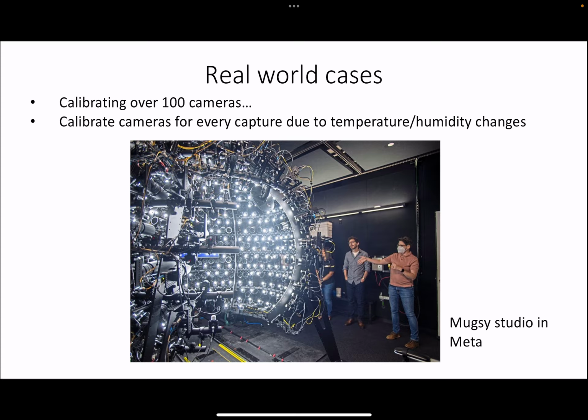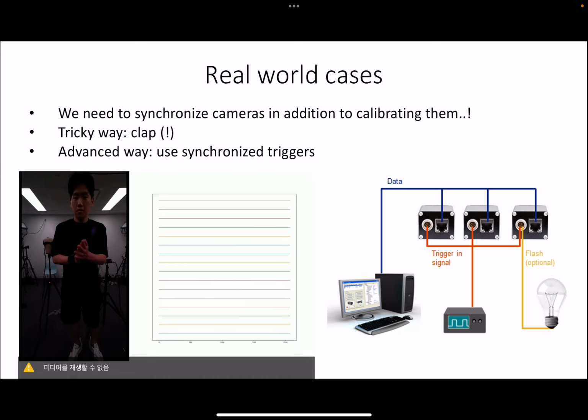But in a capture studio, we may have over 100 cameras, and that is not trivial, requiring expert-level engineering and techniques. And for each capture, we calibrate the cameras again because temperature and humidity change, so the calibration changes. A very small calibration change makes huge 3D and 2D errors. So we need to calibrate again and again for each capture. This is the Moxie Studio at Meta.